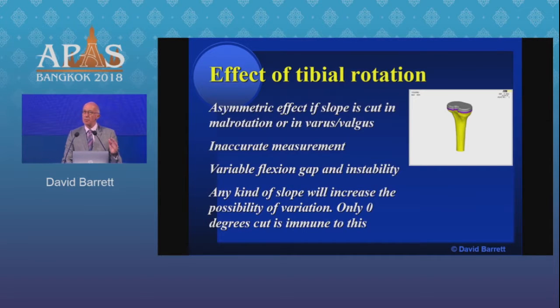So the importance of that rotation is if we have a slope and we cut in valgus or varus, that makes the flexion gap very variable and leads to the possibility of flexion instability. So the tibial slope is really important in terms of how we put our knees in.